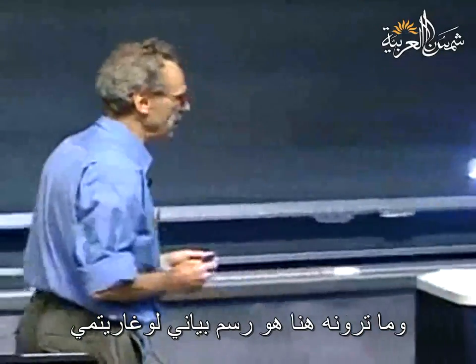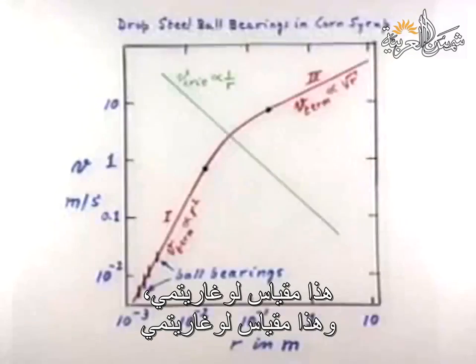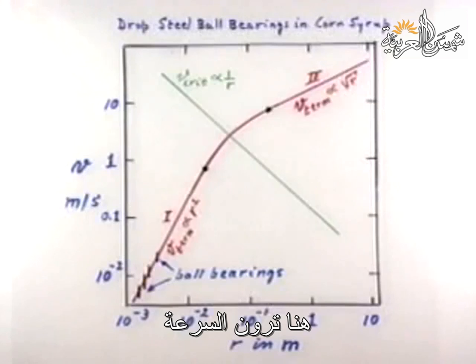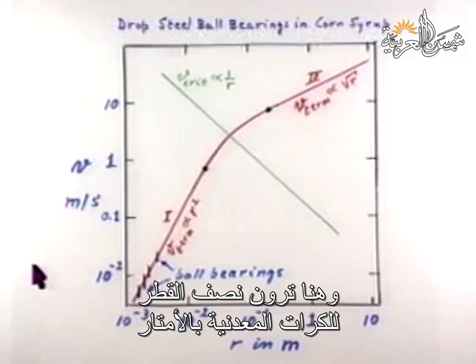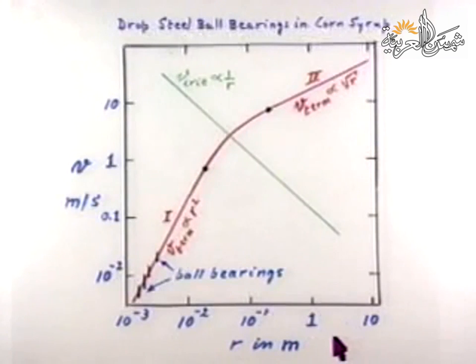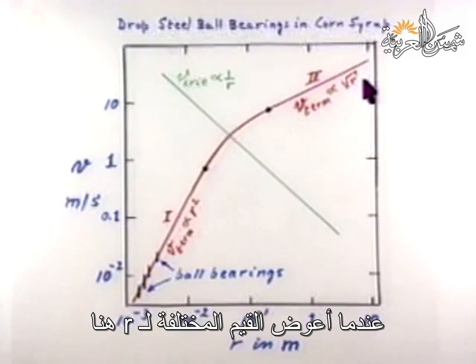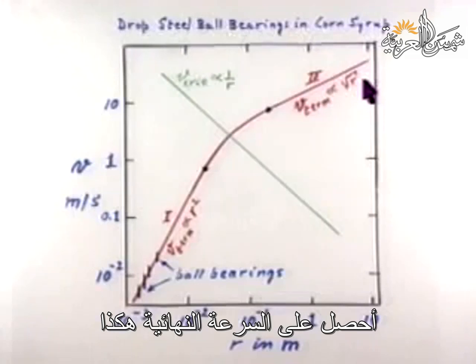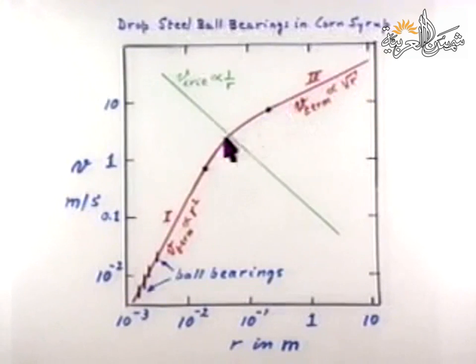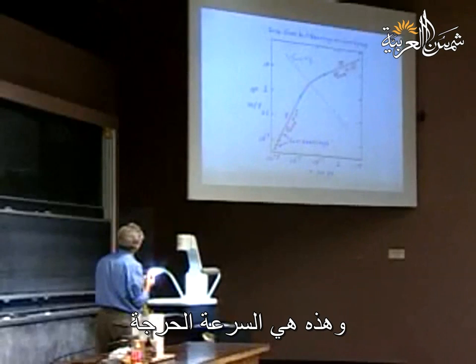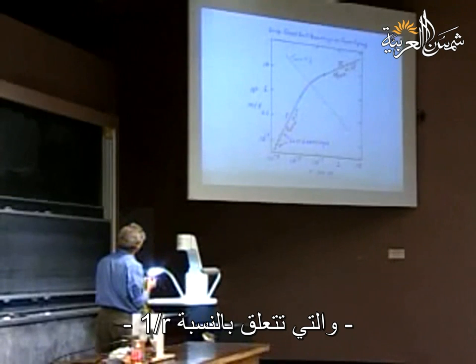And so what you see here is a logarithmic plot. This is the log scale, and this is a log scale. Here you see the speed, and here you see the radius in meters of the ball bearings. And this is my solution to equation number 1 when I substitute various values of r in there. I get the terminal speed like this. And this is the critical speed, which has a 1/r relationship.